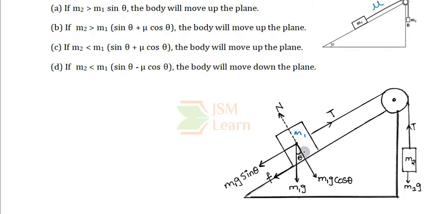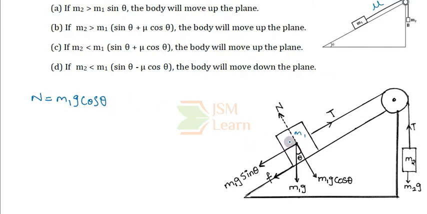Since this block exerts a force of m1g cos theta on the wedge, then according to Newton's third law, the same amount of force will be exerted by the wedge on the block, but in the opposite direction. And for your information, the two forces are acting on different bodies. So the force acting on M1 is the normal force, and its magnitude is equal to m1g cos theta.